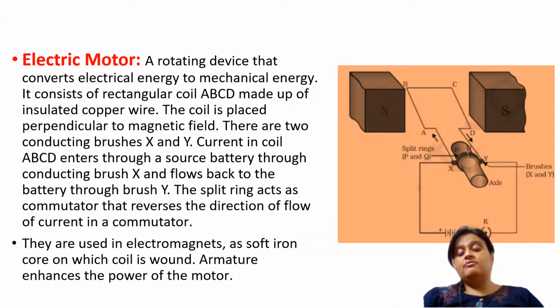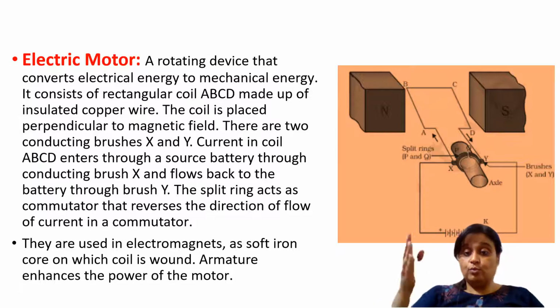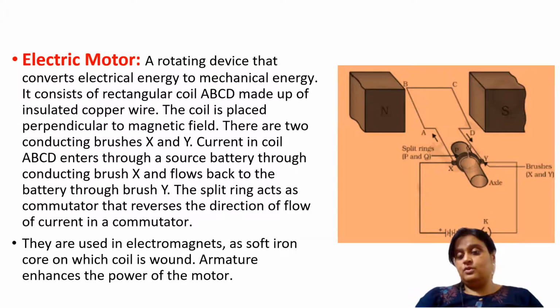When you make the current flow, what will happen? What is the principle? The principle is that when a current carrying coil is kept in the presence of a magnetic field, it experiences a force. That force will help it to move between the magnetic poles. In such a way it will move, and using Fleming's left hand rule you can see how the direction of the coil will change, and because of the split ring, the direction of current will be changed.